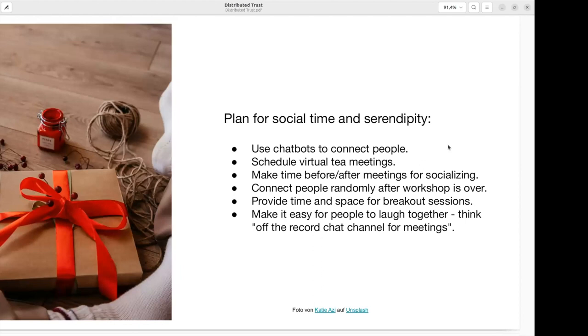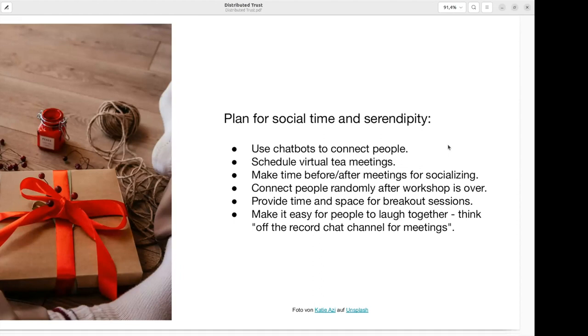You can also plan for social time and serendipity by using chatbots to connect people randomly to each other, like we do in Slack for InnerSource Commons. You can make explicit time before and after meetings for socializing. We already did that when we were back in the office. Somehow, some of these patterns dropped when we moved to remote first.